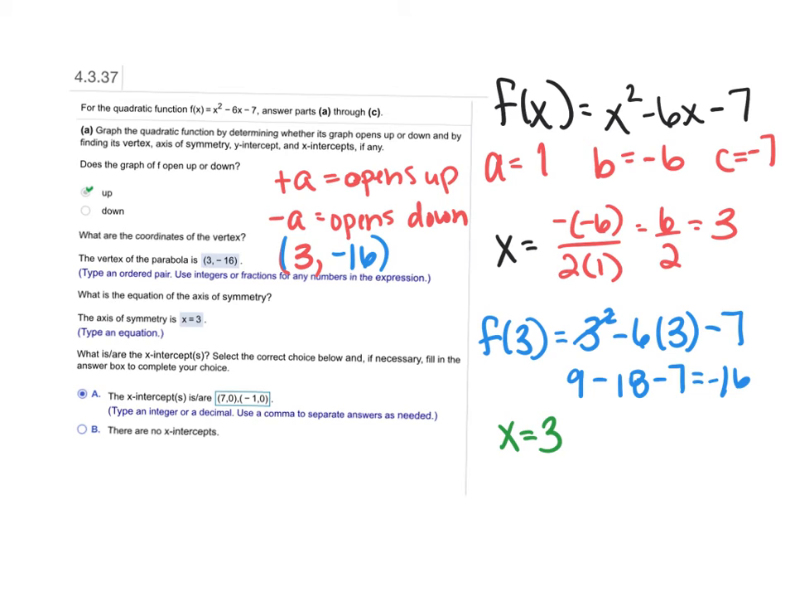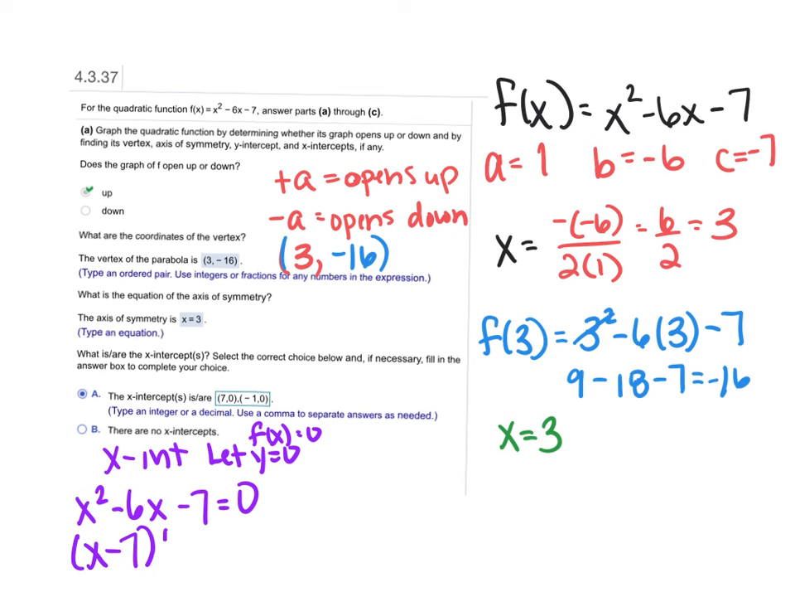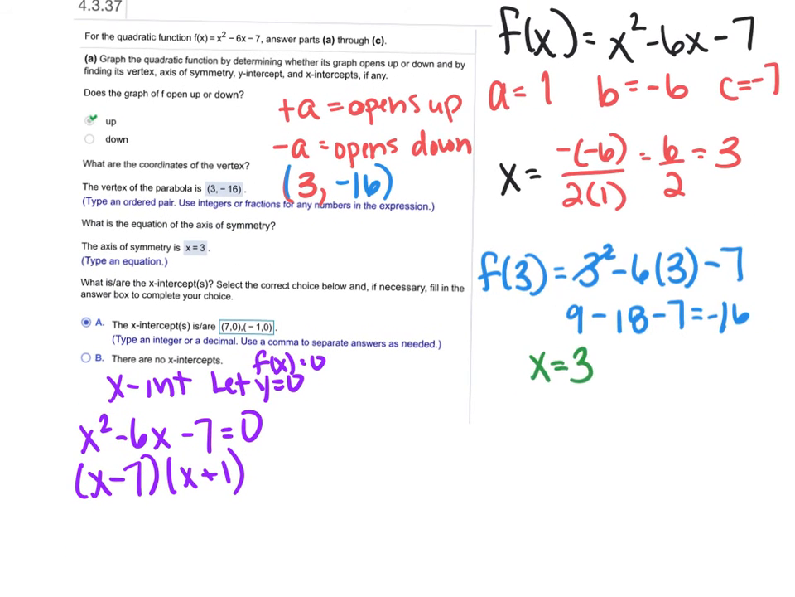And if I want my x-intercepts, to get those, I have to factor this. Because to find the x-intercepts, you're going to let y equal 0. In this case, this is f of x equals 0. So I'm going to say x squared minus 6x minus 7 is equal to 0. I need to factor this. In order to factor this, I want to know what numbers multiply to negative 7 but add to negative 6. Well, they are 7 and 1. And so I get x minus 7 times x plus 1. These are the factors of that equation.